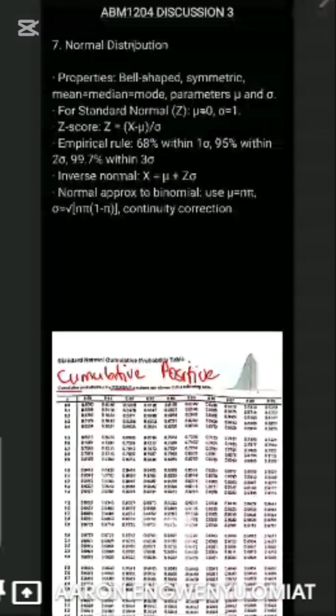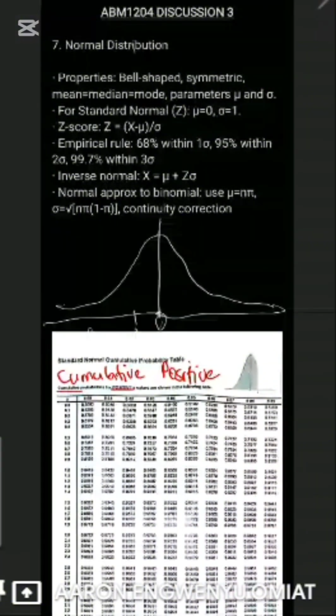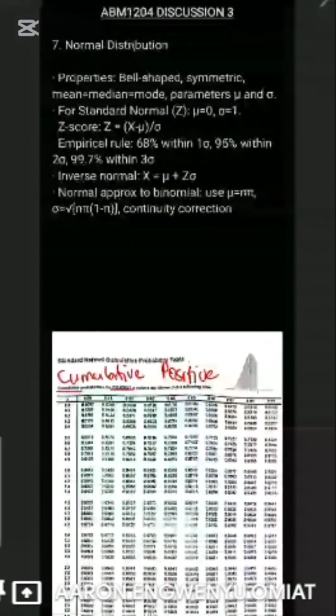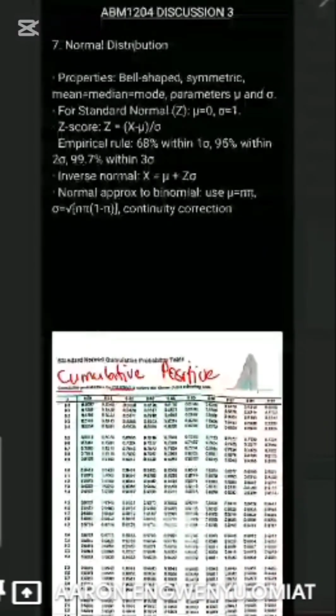Then the Z score. The Z score is simply a way of converting an ordinary distribution to a standardized distribution. It's the method of standardizing a distribution. To come up with a Z score, we say that Z is equal to our value minus the mean, divided by the SD. Don't worry if this is confusing. It's all going to become clear as we go ahead and do some examples.